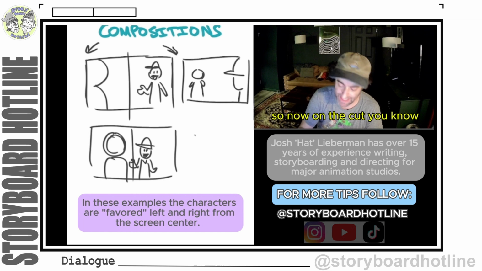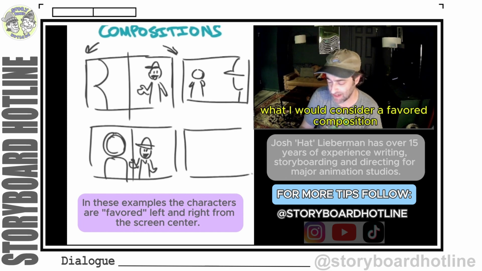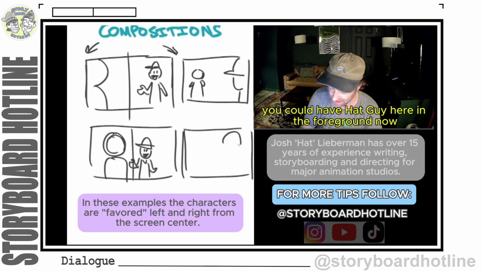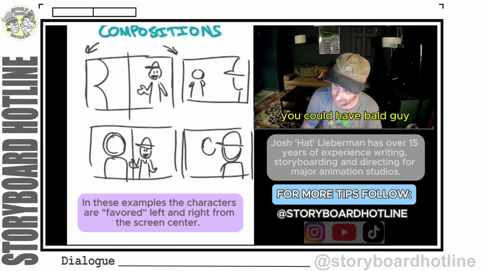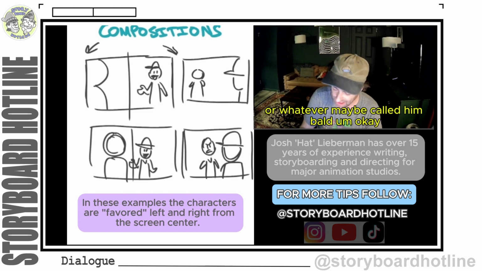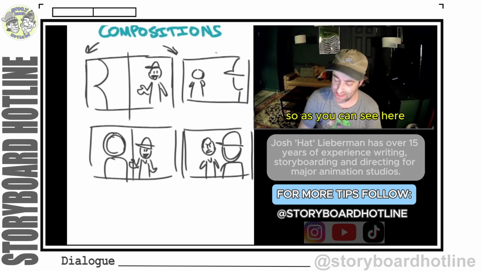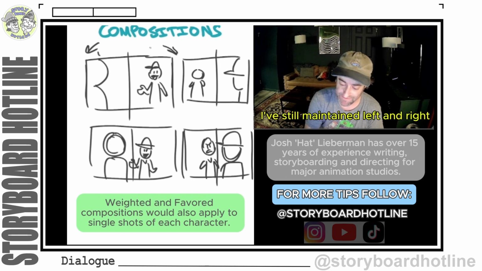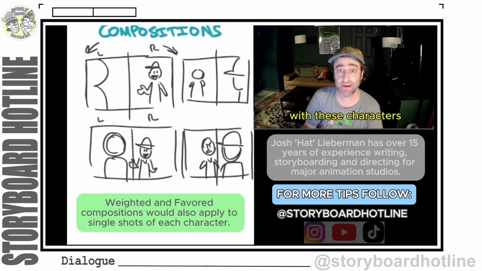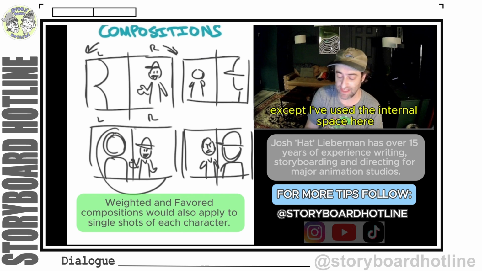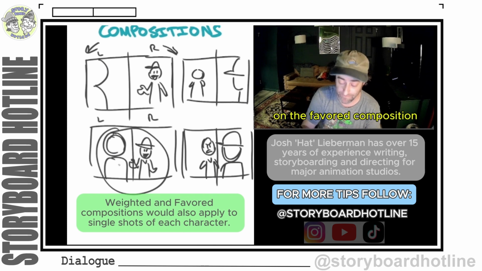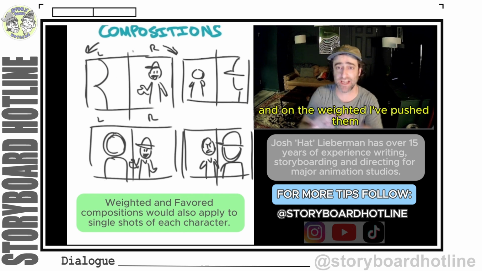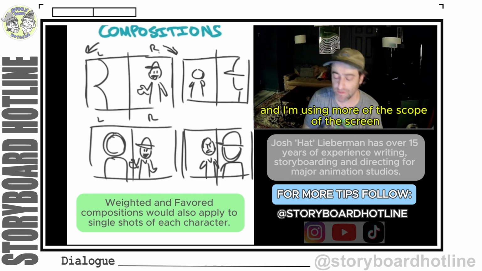So now on the cut, you could maintain what I would consider a favored composition. You could have hat guy here in the foreground now because we're looking over his shoulder, and you could have bald guy who is very mad at what he just said or whatever, maybe he called him bald. Okay, so as you can see here, if you're talking about left and right, in both of these versions, I've still maintained left and right with these characters, except I've used the internal space here on the favored composition, and on the weighted, I've pushed them and I'm using more of the scope of the screen.